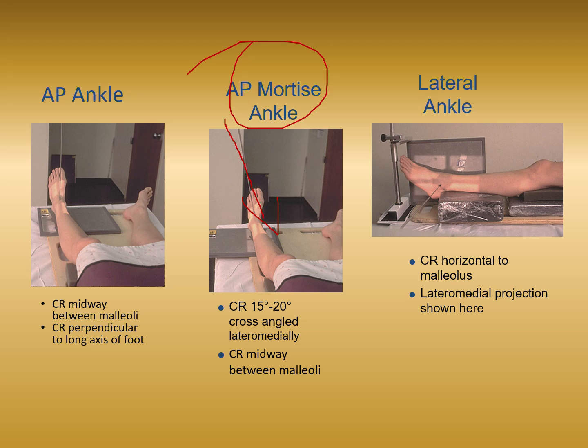Now we're looking for a mortise ankle. Remember, the mortise ankle was a 15 to 20 degree rotation of the ankle. Therefore, the angulation of the tube, that cross angle of the tube, is just that 15 to 20 degree angle. Notice, once again, it's entering the more lateral side of the foot, exiting the more medial side of the foot. So we do call it a cross-angled lateral medial trauma oblique mortise ankle. Center the central ray in between the malleoli in these images.